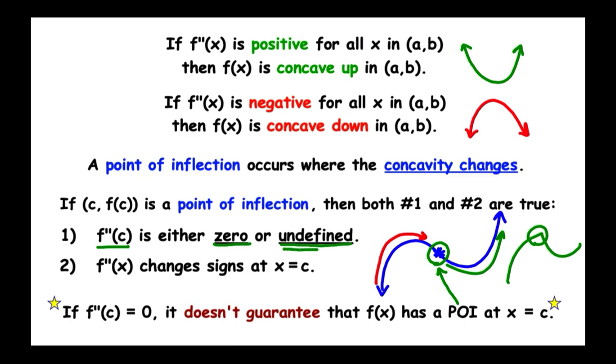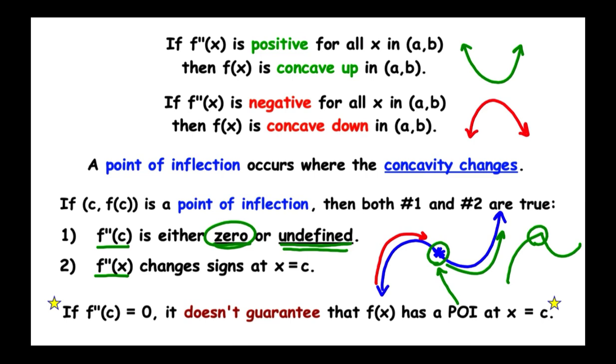So once in a while, you can get a point of inflection at a place where the second derivative is undefined. Normally, the second derivative is 0. The key is that the second derivative has to change signs. You can't go from positive to positive and claim that the concavity changed. It didn't.